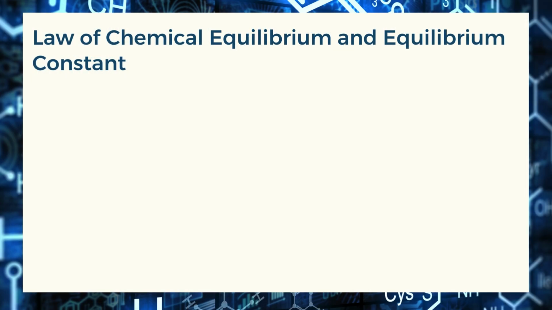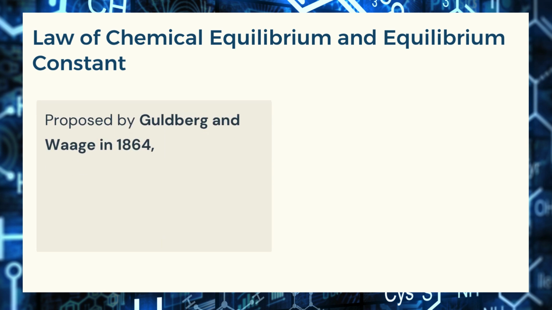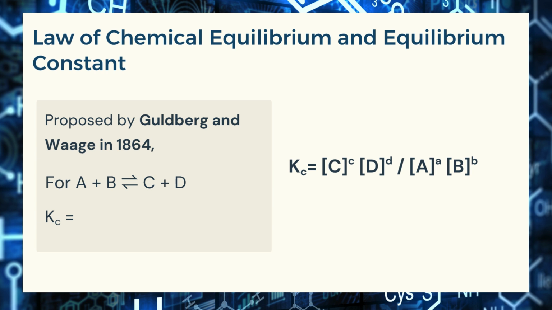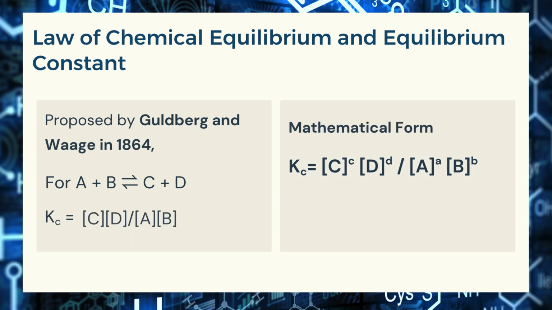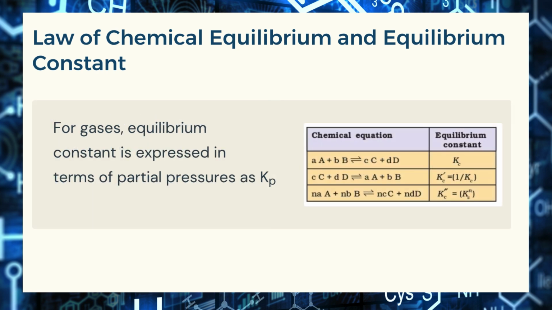Let's move to the laws of chemical equilibrium and equilibrium constant. Proposed by Guldberg and Waage in 1864, the law states: for a general reaction, substance A plus substance B in equilibrium with substance C plus substance D, the equilibrium constant, denoted Kc, is given by the following equation: concentration of C times concentration of D divided by concentration of A times concentration of B. If the reaction is in the gaseous state, we express the equilibrium constant as Kp in terms of partial pressures.